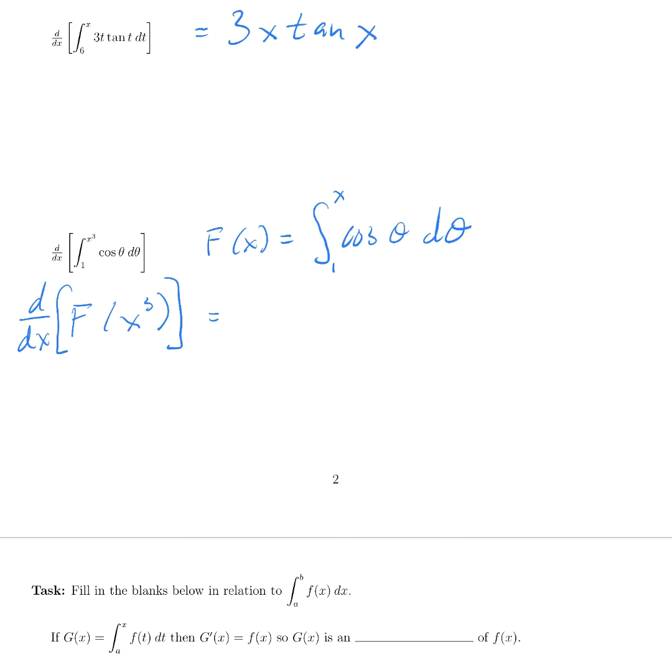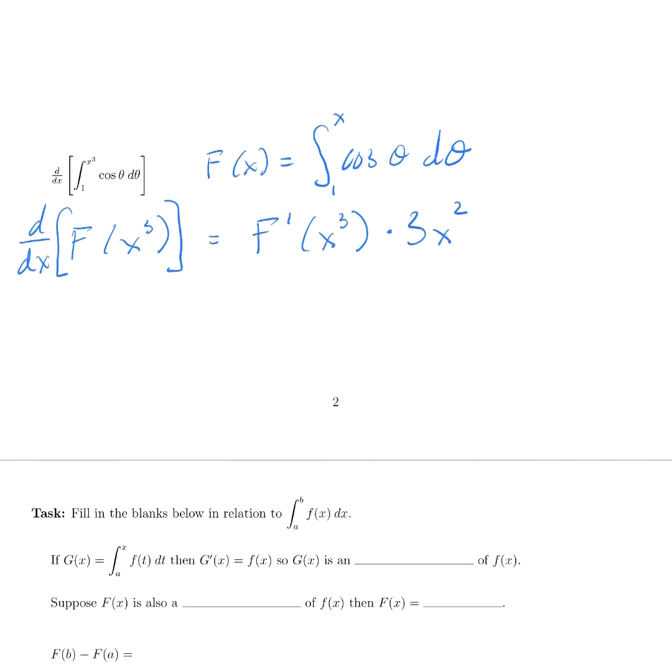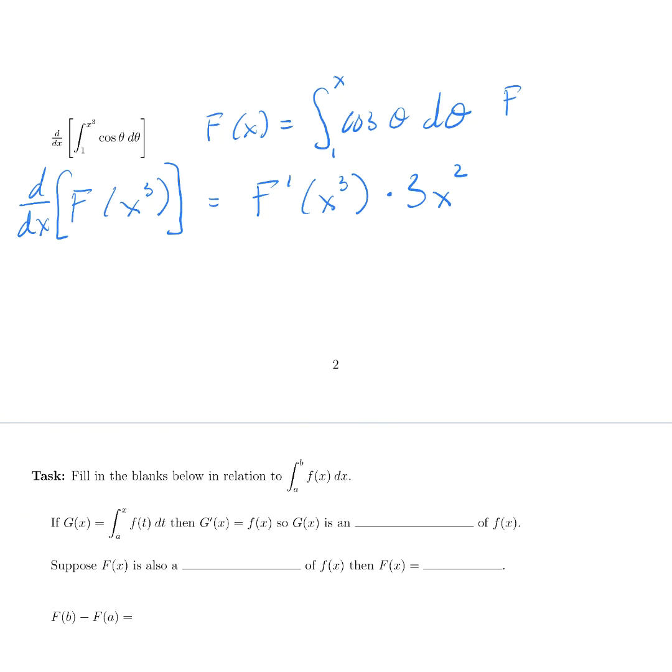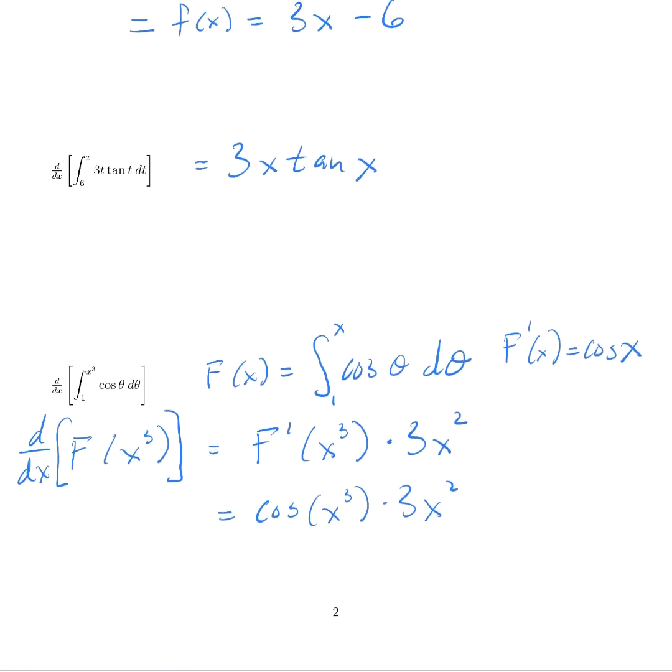Okay, that looks like a chain rule. We take f prime, we evaluate it at x cubed, and then we multiply by the derivative of that inside function. The derivative of x cubed is 3x squared. Well, what is f prime? Everywhere I see a theta, I'm going to replace it with an x. It's just cosine x. So evaluate that at x cubed. So we get cosine of x cubed times 3x squared. Okay, so there's what the chain rule looks like inside of the first part of the fundamental theorem of calculus.